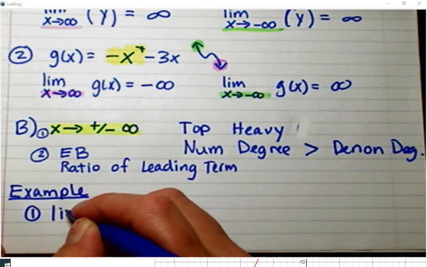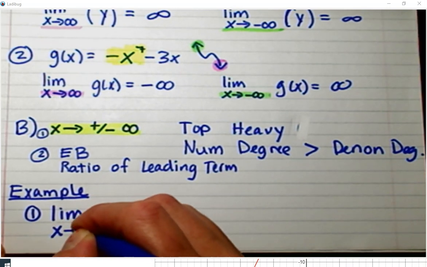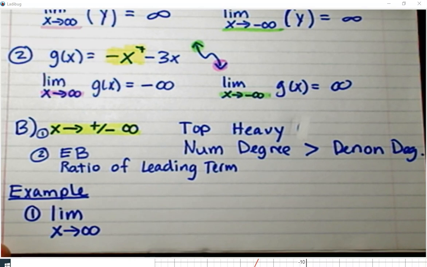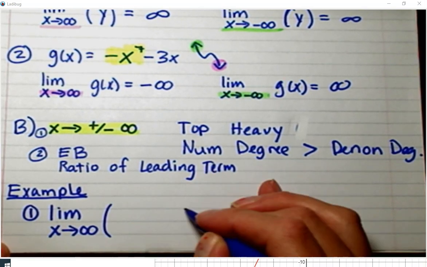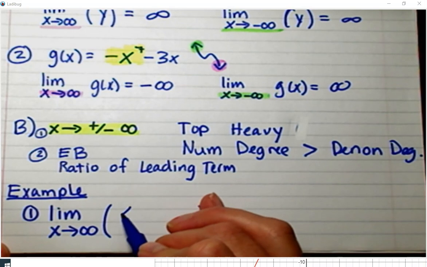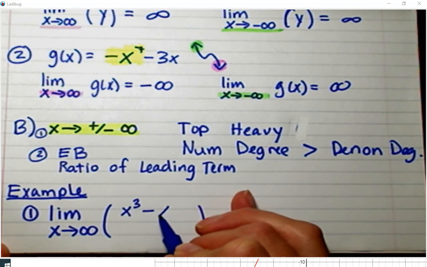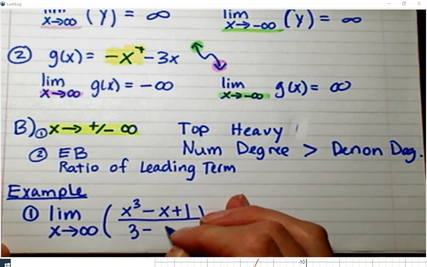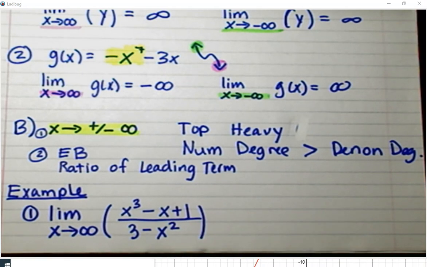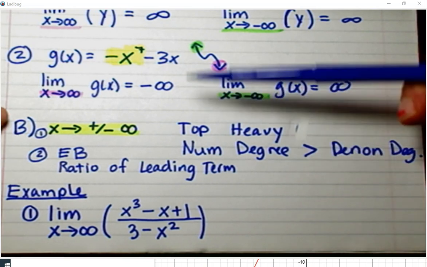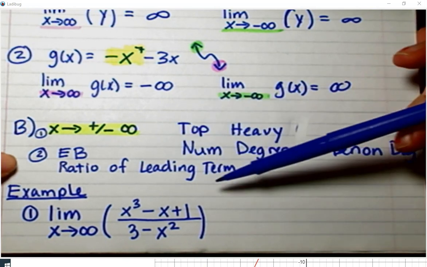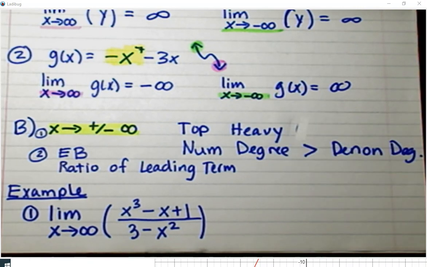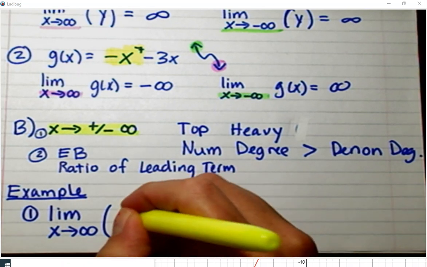Okay. The limit as x approaches positive infinity of x cubed minus x plus 1 over 3 minus x squared. End behavior. Leading terms, right? Every time you're in the end behavior category, you have to look at the leading terms. So I'm going to highlight my leading terms.